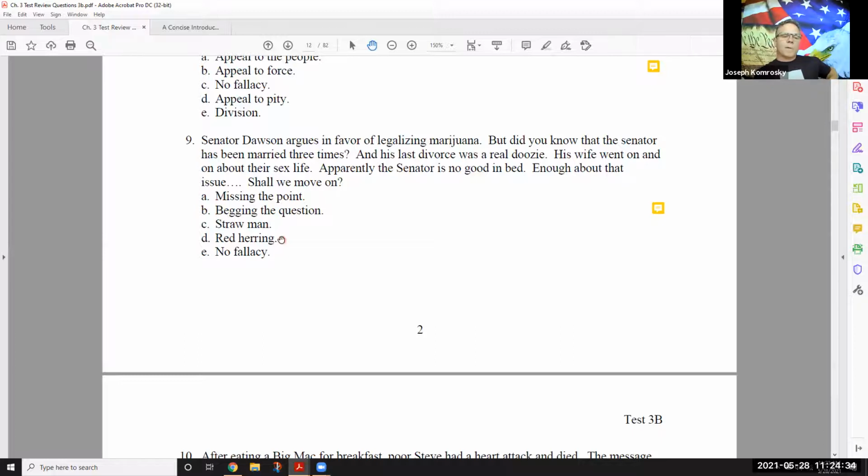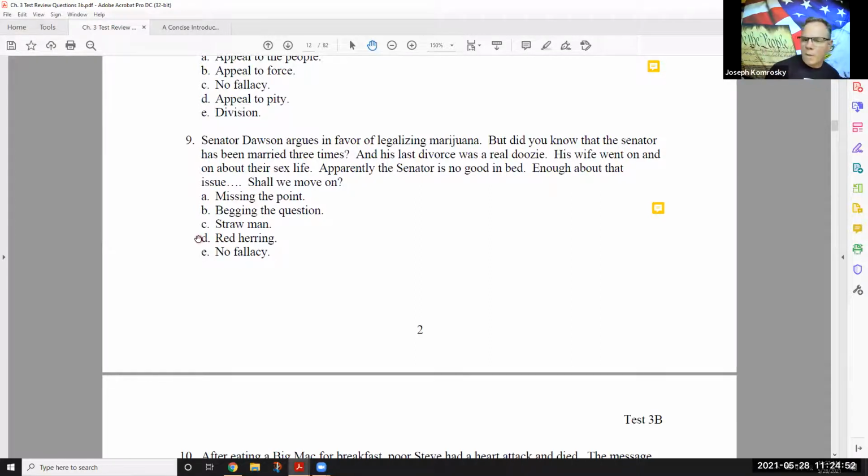You're diverting them away from the main argument that Dawson's making in favor of marijuana, and you're talking about X, Y, and Z that have nothing to do with legalizing marijuana, okay? Red herring. We see this all the time in political debate. We also see it all the time in relationships, yes.